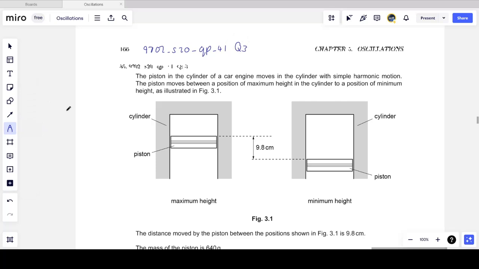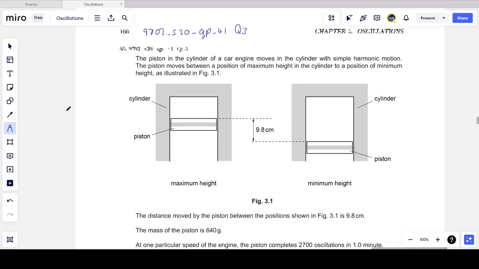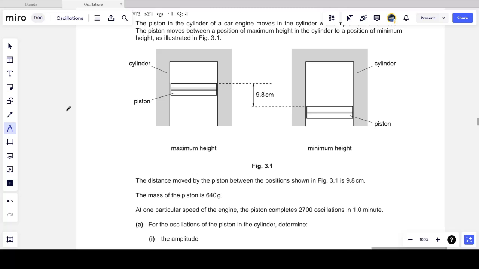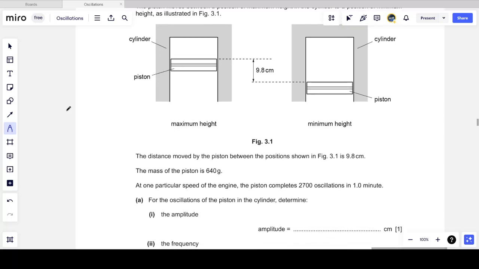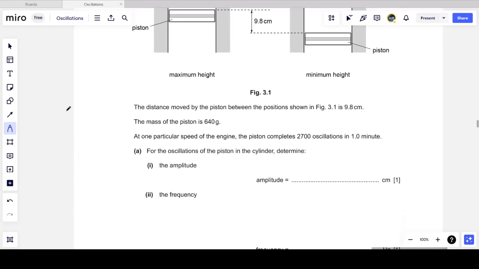We're told that the piston in the cylinder of a car engine moves in the cylinder with a simple harmonic motion. The piston moves between a position of maximum height in the cylinder to a position of minimum height as illustrated in the figure. The distance moved by the piston between the positions is 9.8 centimeters, and the mass of the piston is 640 grams. At one particular speed of the engine, the piston completes 2,700 oscillations in 1 minute. For the oscillations of the piston in the cylinder, determine the amplitude.